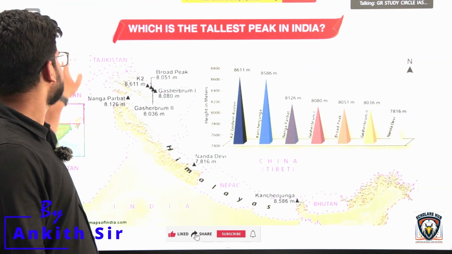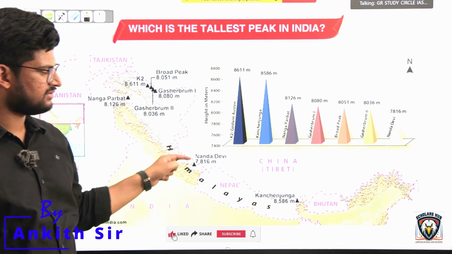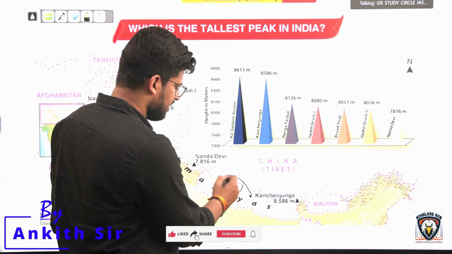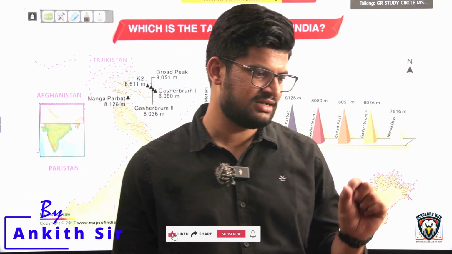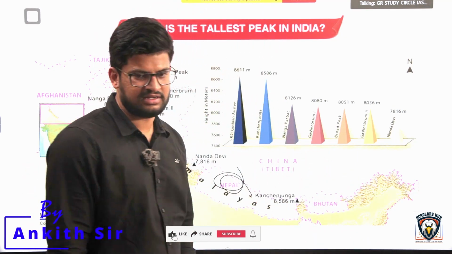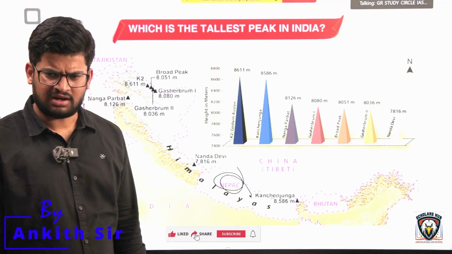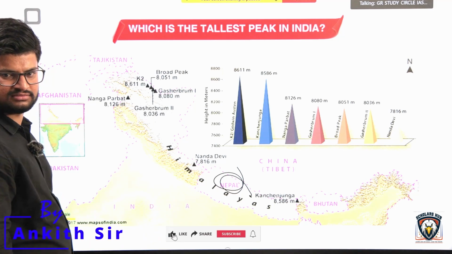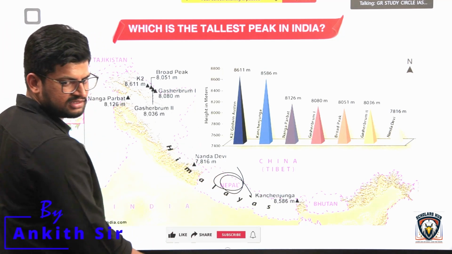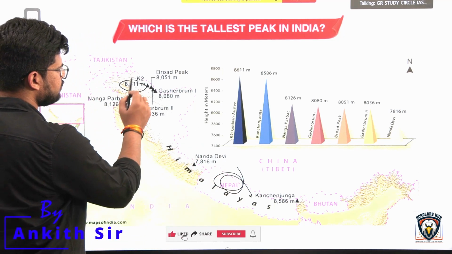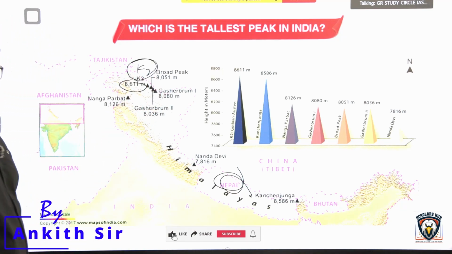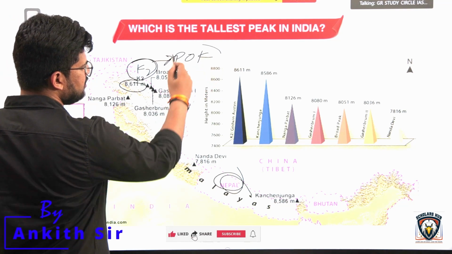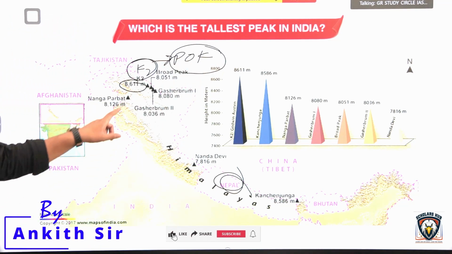I'll explain why. The highest point in the Himalayas is Mount Everest, but it is in Nepal. 8848 m is the elevation of Mount Everest. After that, the next highest point is K2, also called Godwin Austen. But this K2 is in POK, Pakistan Occupied Kashmir.